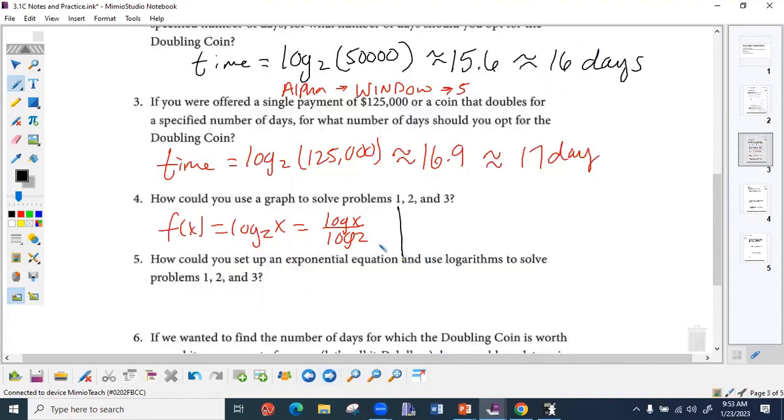So instead of creating a whole new function, you can use f of x equals 2 to the x, and go to y to find x. And in this case, y is our money and x was our time.